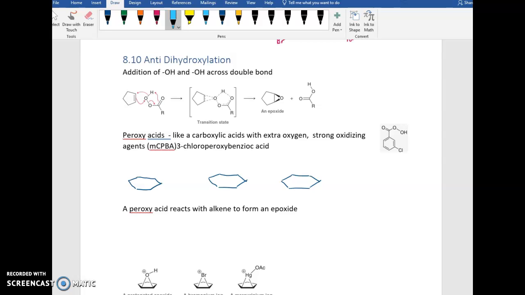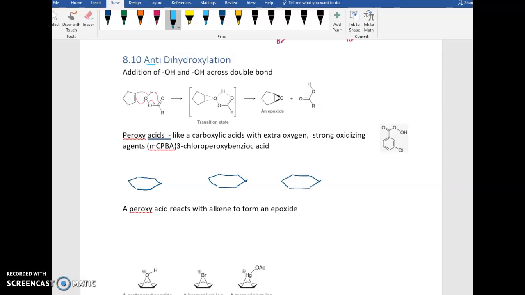Okay, so this section is dihydroxylation. We're adding a hydroxy group to each of the carbons that are involved in a double bond. This particular section is on anti. We're going to do anti first, and then there'll be two mechanisms for syn dihydroxylation.